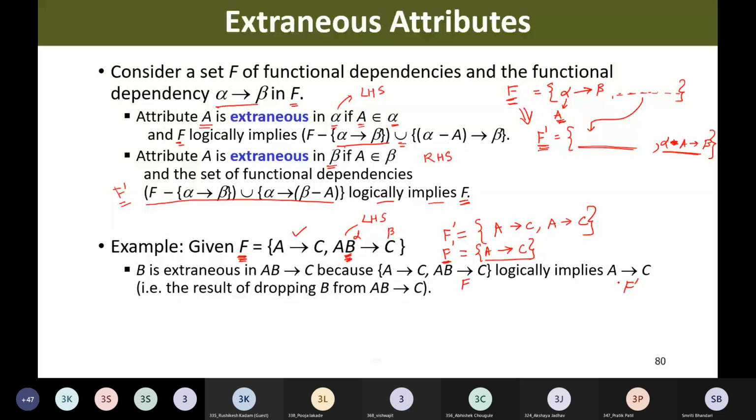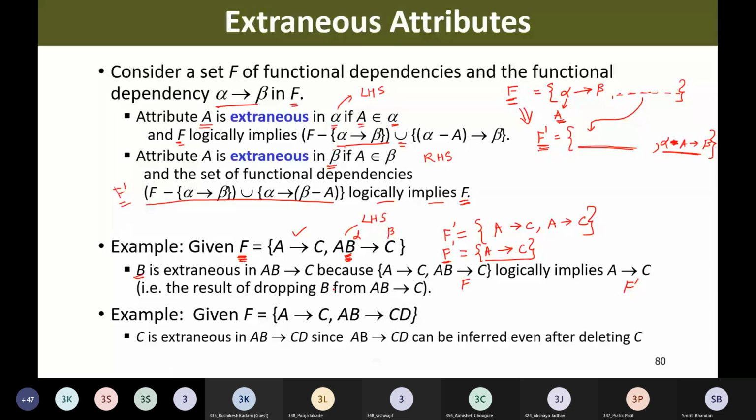Similarly, I may have another example. If this is the set of dependencies, then I am testing now the extra attribute in RHS. So here I may say that this C is extra in AB to CD. Why? Because new set F dash.